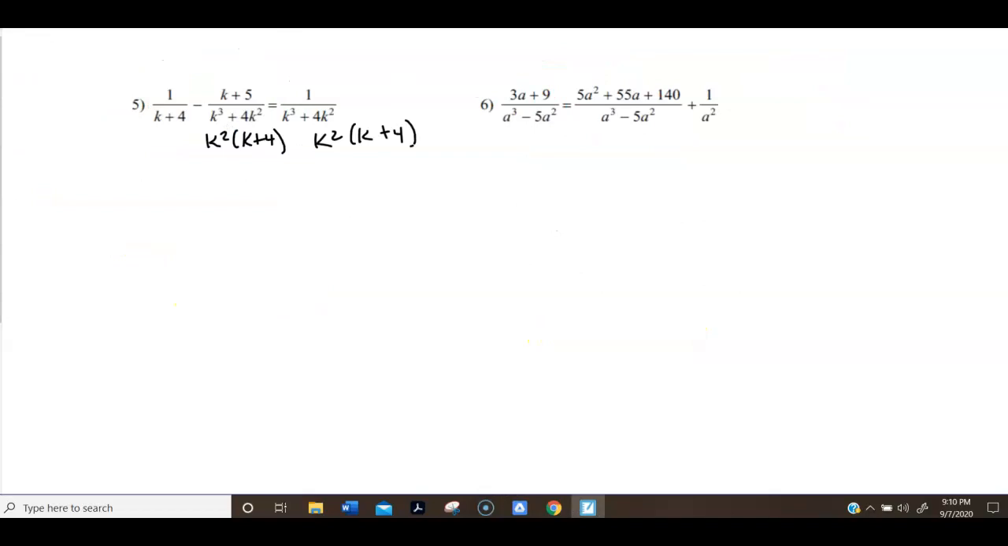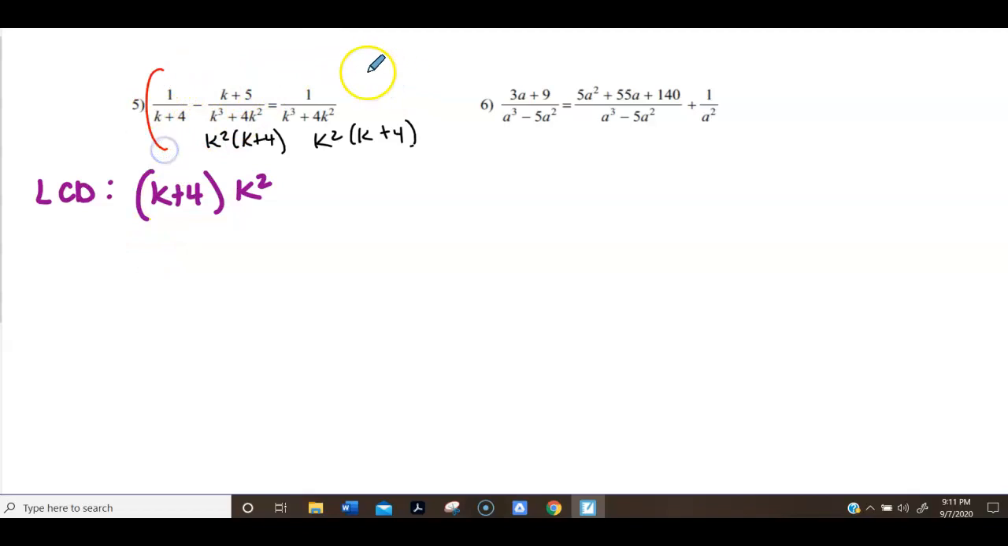So looking at number 5, the first thing I did was factor. Now I'm going to look for the LCD. The LCD, I look at the first fraction, it's a k plus 4, I take it. The second fraction has a k plus 4, I matched it, so I don't need another one, but I do need a k squared. So multiply that by k squared. K squared and k plus 4, I already have it, so my LCD is k squared times k plus 4.